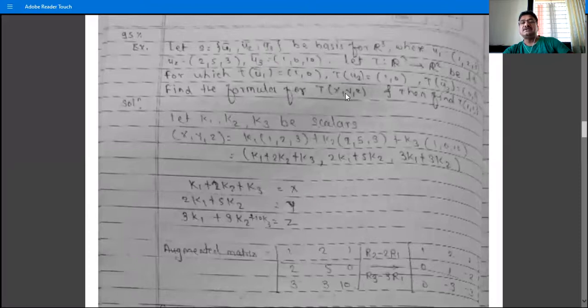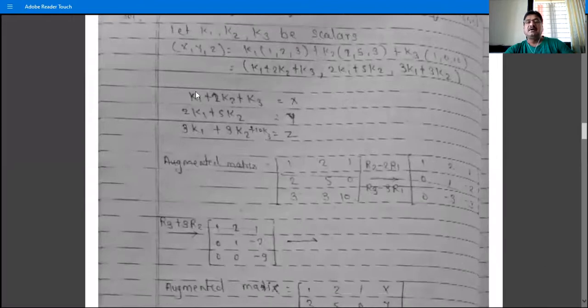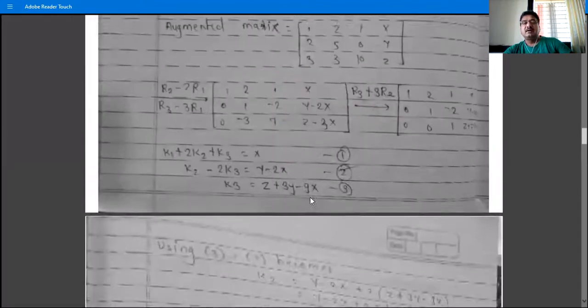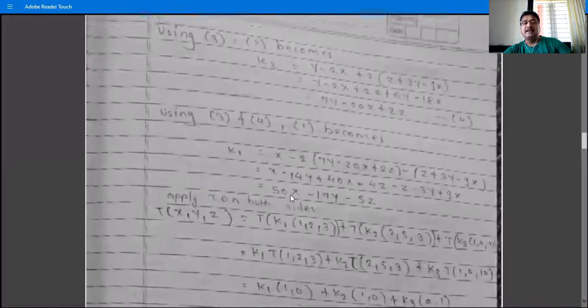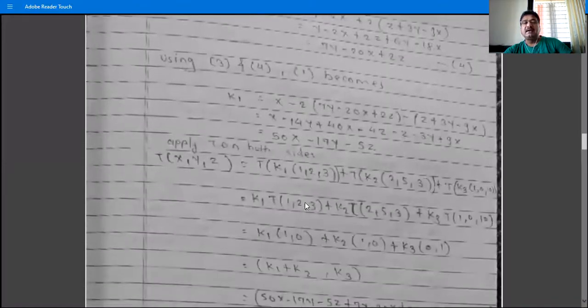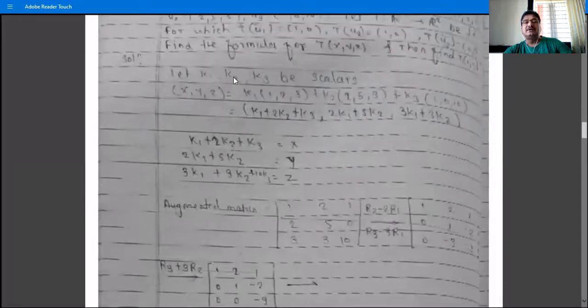So first express (x, y, z) as a linear combination of u1, u2, u3. That is, take scalars k1, k2, k3 such that (x, y, z) = k1 u1 + k2 u2 + k3 u3. Then solve this system by forming the augmented matrix, and then we have k1, k2, k3. And then apply T on both sides: T of (x, y, z) is equal to T of the right side.